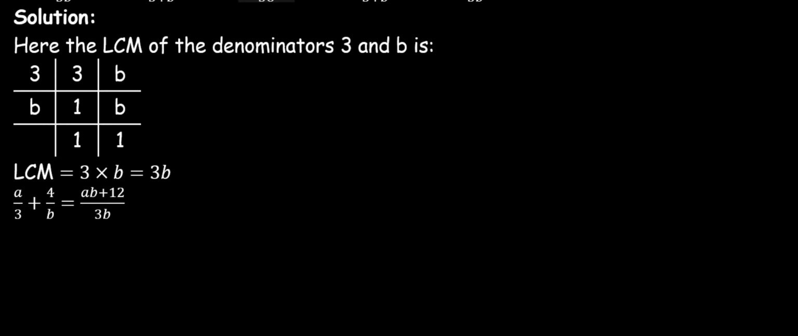Another example. Simplify 1 over 3a minus 1 over 5a. The options are given: a, 1 over 15a; b, 2 over 15a; c, 3 over 16a; d, 5 over 16a; e, 1 over 16a. Solution.